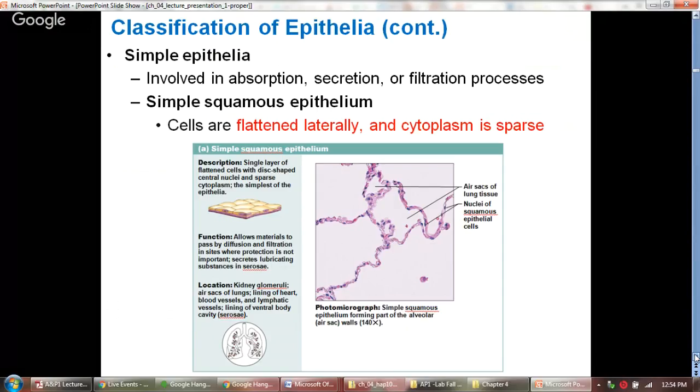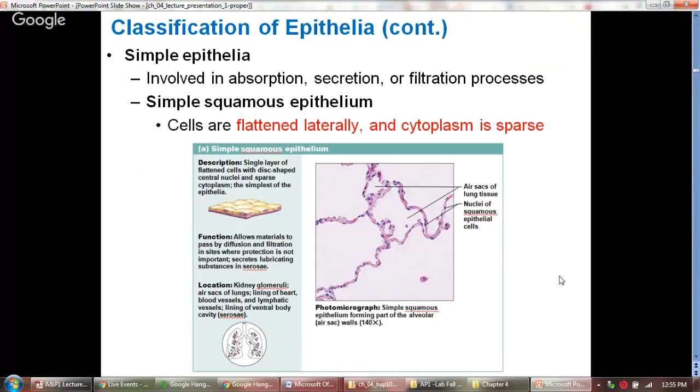So let's look at each type of epithelia and their functions and where they're located, and this would be a very good area for your multiple choice questions. So simple epithelia, of course, is one single layer, and it's involved in absorption, secretion, or filtration processes.